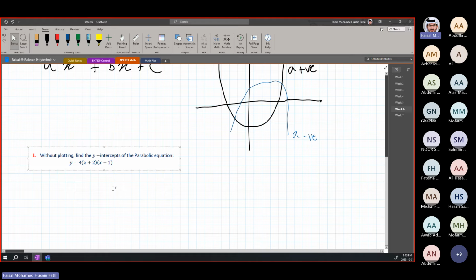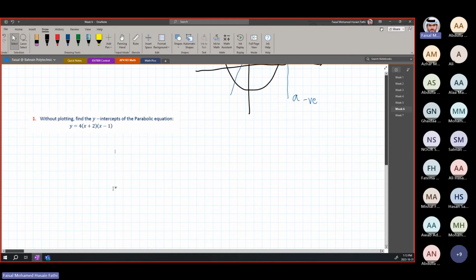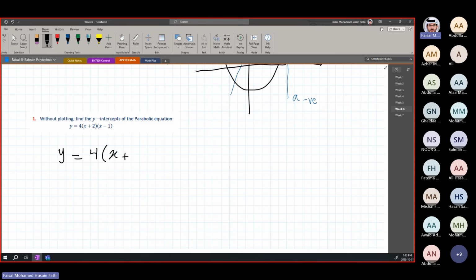First, this is a simple question. Without plotting, find the y-intercepts of the parabolic equation. The equation we have is y is equal to 4x plus 2 times x minus 1. It's asking to find the y-intercepts of the parabolic equation. To do that, like I said earlier, you just have to equate x to 0, and you will plug it into the equation.